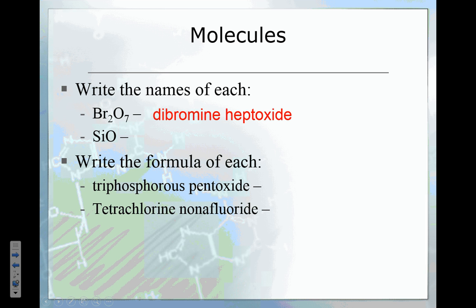And then the second one, SiO, we have one of each. You don't say mono on the first, but you have to say mono on the second. So this would be silicon monoxide.